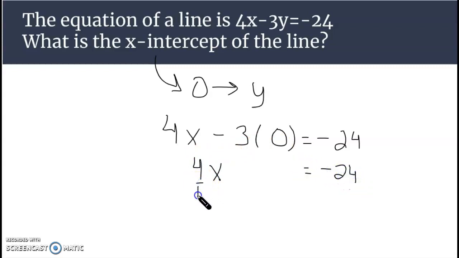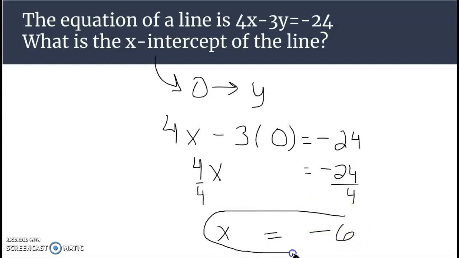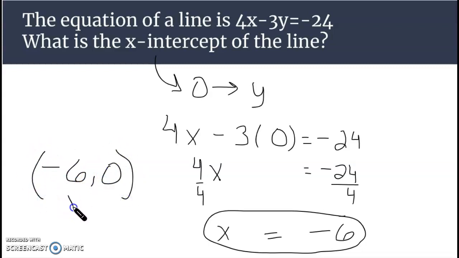I'm going to divide both sides by 4. And then that leaves me with negative 6. The x-intercept of this line, it crosses the x-axis at negative 6, which we'll see here in a minute. So that actual point, x equals negative 6, is where it crosses the x-axis. If we were to say it as a coordinate point, we'd say negative 6 comma 0. When dealing with points, we know the first one is an x and the second one is a y.